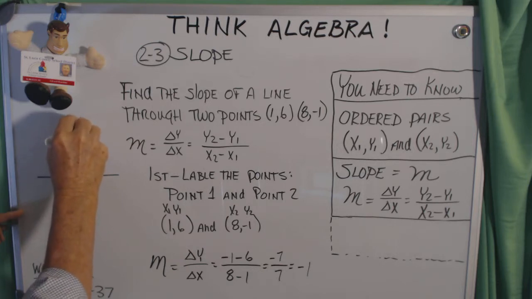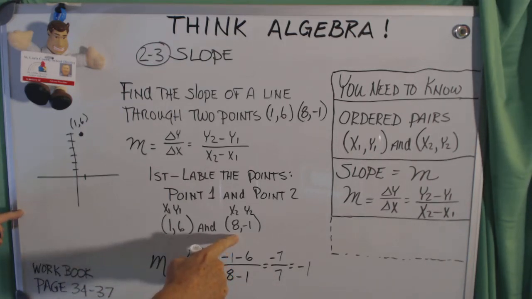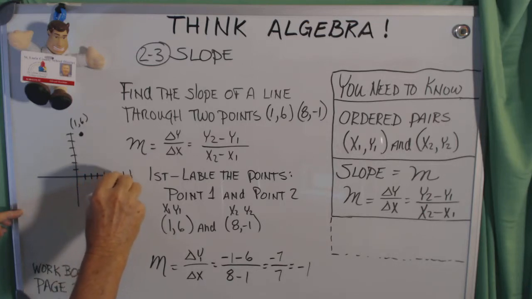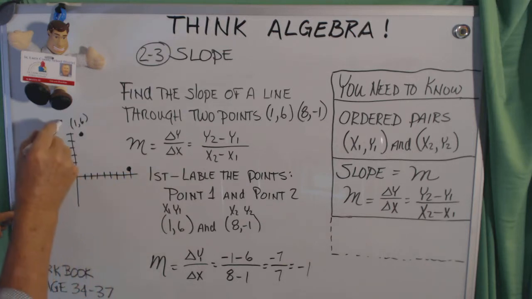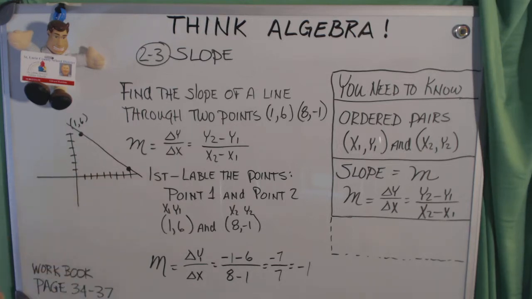That's 1, 6. And then my other point is going to be at plus 8, minus 1. 3, 4, 5, 6, 7, 8, and it goes down to minus 1. And there's my plot. I can just draw my line. It is a negative, and the slope is equal to a minus 1. And that's the end of that. Okay?